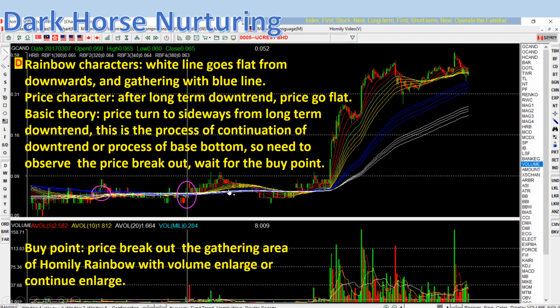And the price character is that after a long-term downtrend, the price goes flat. The price still keeps going sideways. Basic theory: the price turns sideways from a long-term downtrend. That is the process of continuation of the downtrend or the process of basing a bottom. So we need to observe the price breakout and wait for the buy point.